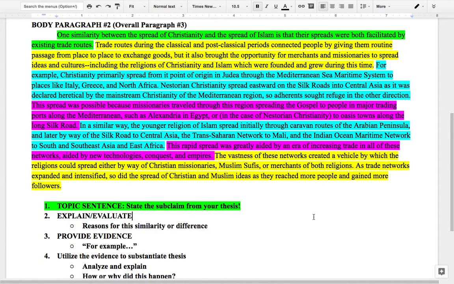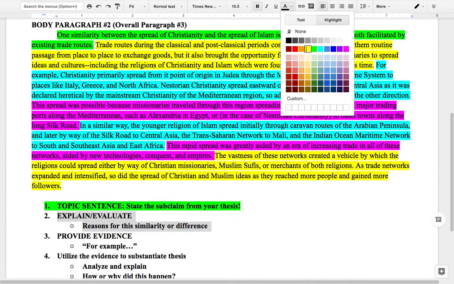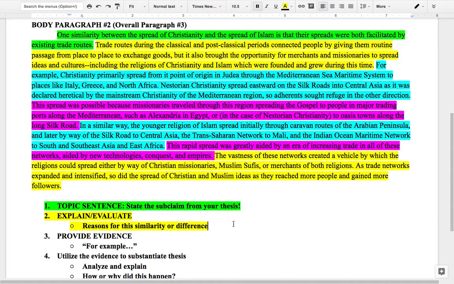After you state your subclaim, you need to explain or evaluate the reasons for that similarity or difference. So why did they both spread along trade routes? Trade routes during the classical period and post-classical periods connected people by giving them routine passage from place to place to exchange goods. But it also brought the opportunity for merchants and missionaries to spread ideas and cultures, including the religions of Christianity and Islam, which were founded and grew during this time. Here I am explaining or evaluating. I am telling why. I'm answering the question, why did this develop as a similarity? Why would religions spread along trade routes?